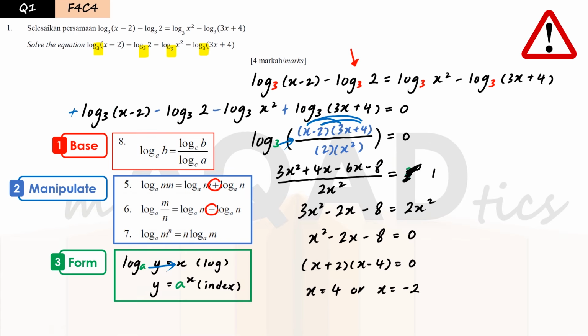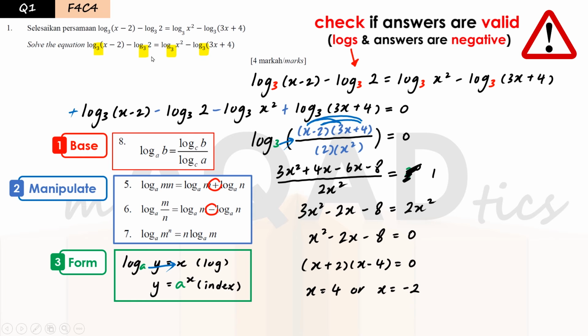But before we go to the next question, I think this is something where students will make a mistake, which is they already have the x values, but they forget to check whether the x values are valid in the question or not. Especially for equations that have logarithms, and especially where the answers are negative. So why do I say we need to take note on questions that have logarithms and answers that have negative values?